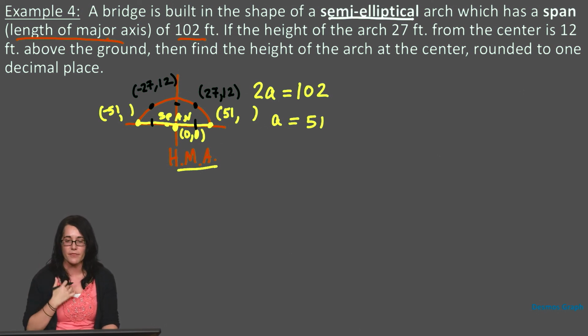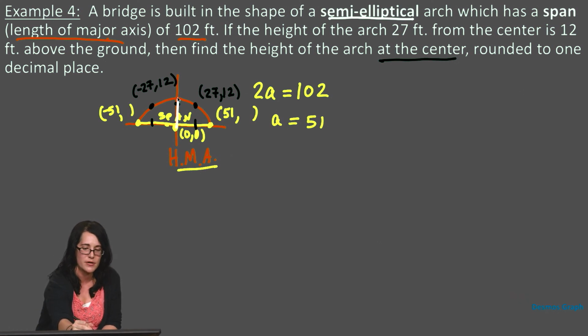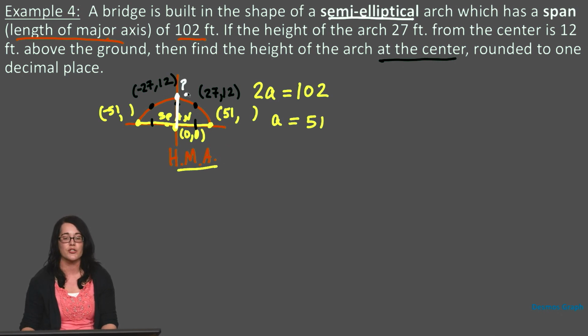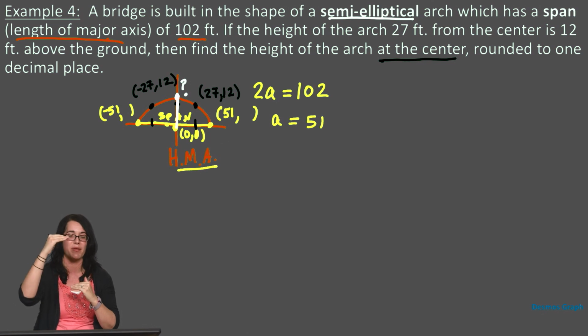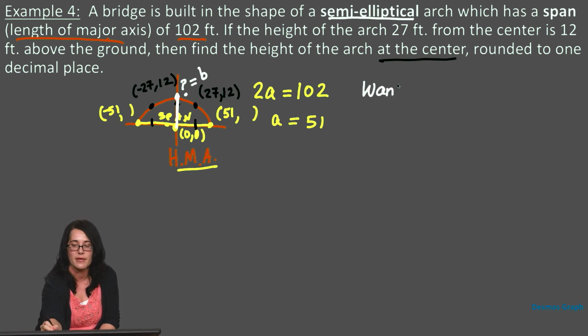So what they're asking me for, they say, okay, now that they told me that, the last part of the sentence is, find the height of the arch, where? At the center, and round it to 1 decimal place. So what they're really asking me for in my picture is the distance from the center to the top of this arch. That's what we're after, isn't it? So we're actually looking for a certain y value, aren't we? Now that y value has a name, right? From the center to a point on the minor axis, that is called what letter? A, B, or C? That's called B. So we are after B.